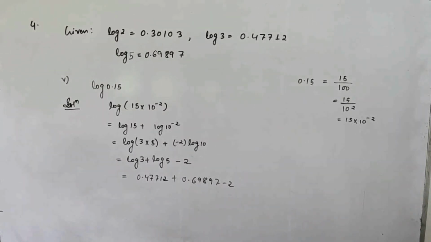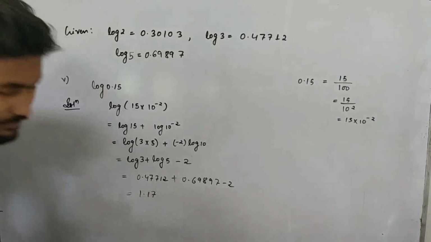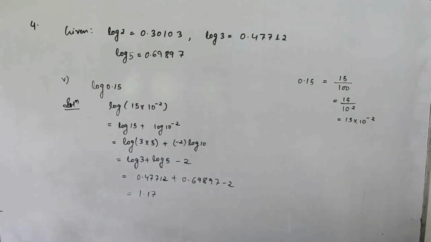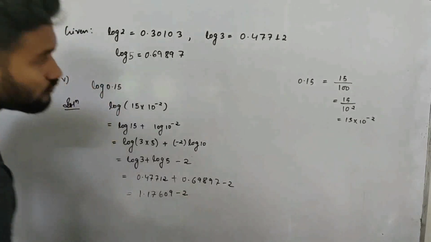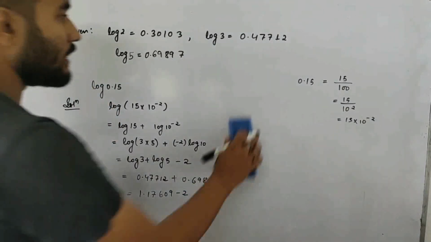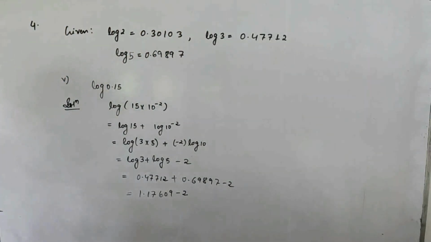0.477712 plus 0.69897, okay, this will be equal to 1.17609 and then minus 2. Done. Now I can subtract from 2. How much will we have? Minus 2, if I do, minus 0.